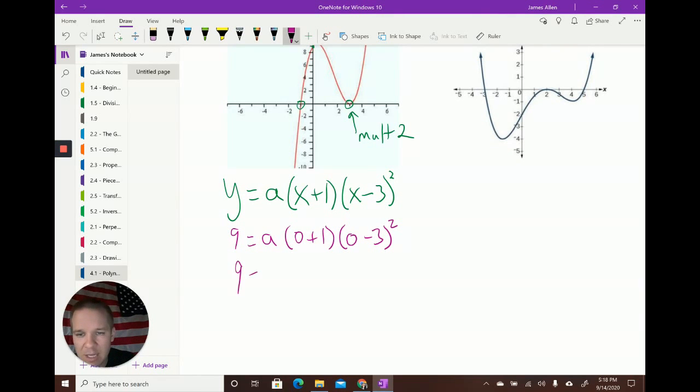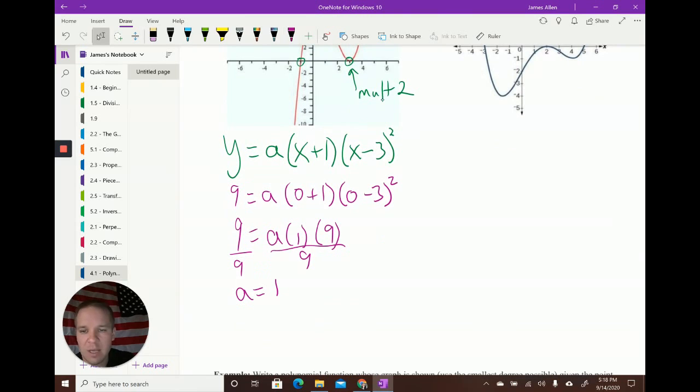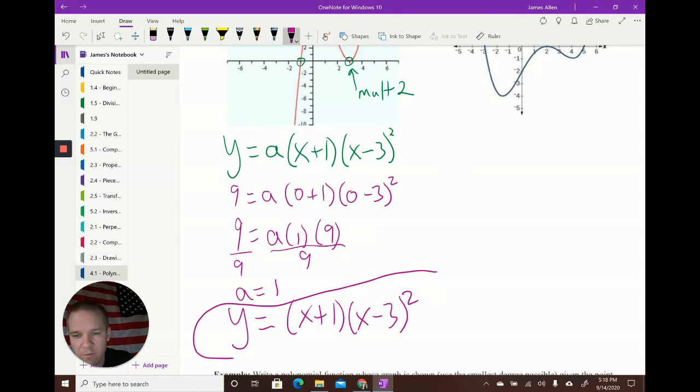So I have 9 equals, and then I'd have a times 1 times the negative 3 squared is 9. So we might notice here that this is going to be 9. So I'm going to divide by 9 and divide by 9. And I'll get a equals 1. So my final answer here is going to be y equals (x plus 1) times (x minus 3) squared, since I'm able to leave it in factored form. My lead coefficient is 1. That's it. That one worked out very nicely.